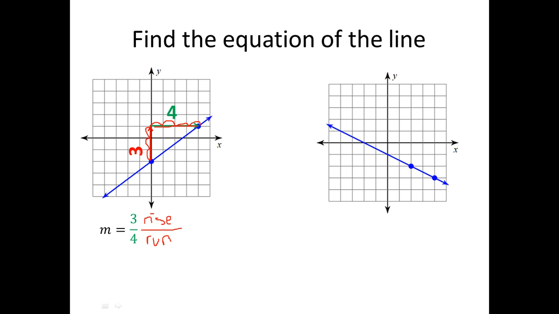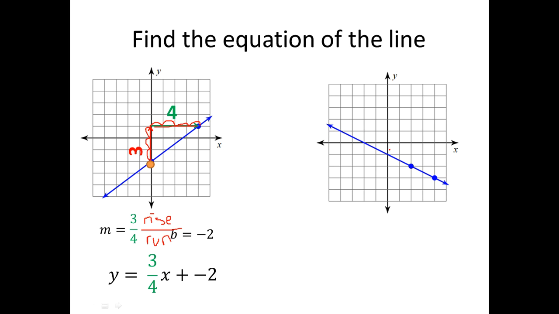Rise over run. You guys have probably heard that somewhere in your history of math education. B is -2, right? 1, 2, that's -2. I'm going to stick them both into my equation. Here's my rise over run. Here's my -2. This is my equation of the line.